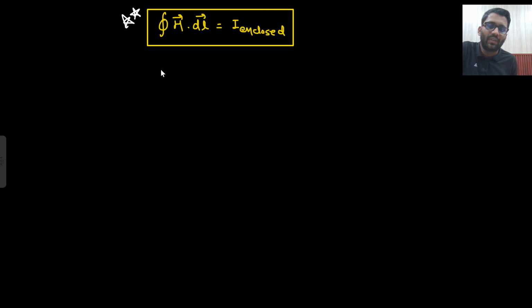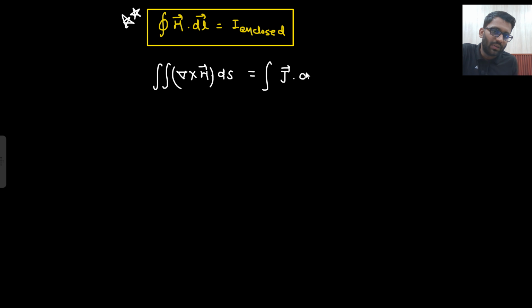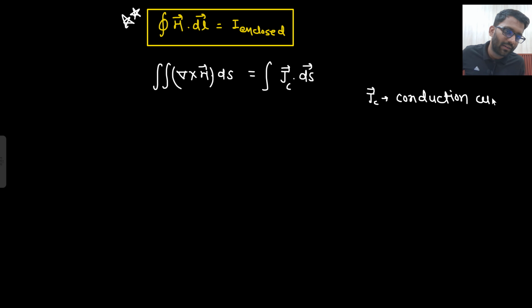Okay, now let's try writing it in differential form, divergence or curl, whatever we can get. H dot dl, if I apply Stokes theorem here, what am I going to get? Del cross H dot ds. And can I write I enclosed as J dot ds? Instead of J I am writing Jc. So what is Jc? Jc is conduction current density.